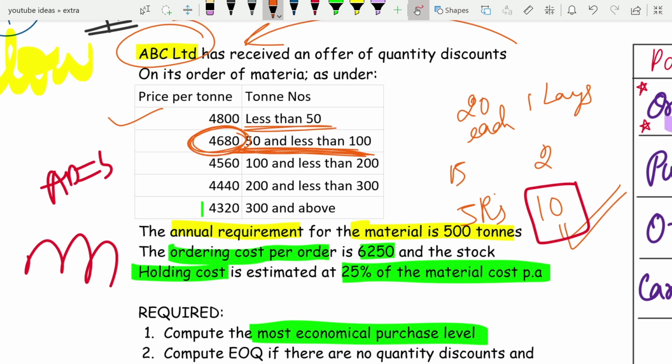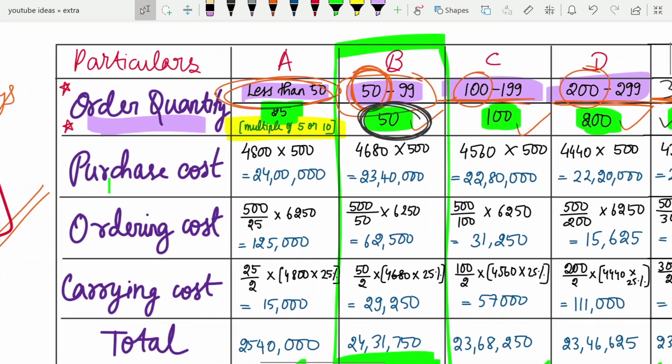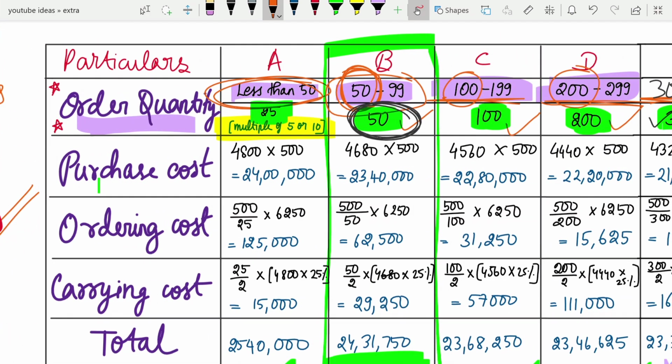According to each range, you have to pick your purchase price per unit. So for 50 and less than 100, the purchase price is 4680. So 4680 I'll take here. And what was the annual demand? Annual demand was 500 units. So if you multiply, you will get 23,40,000.